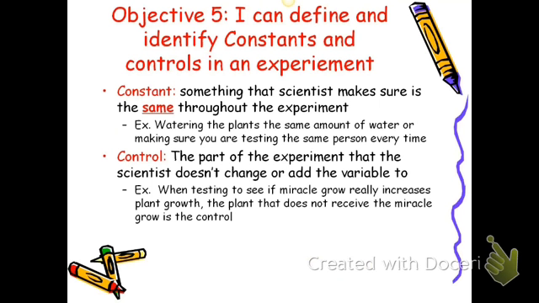Okay, the other word is control. It's the part of the experiment that the scientist doesn't change or add the variable to. So if we're doing that same Miracle-Gro test, we need to have a plant that you don't add Miracle-Gro to so that you have something to compare to. So it is the part that we are comparing to see if our experiment worked or not. Okay, constant and control. Pause this slide, write down your notes for objective 5 in your notebook.